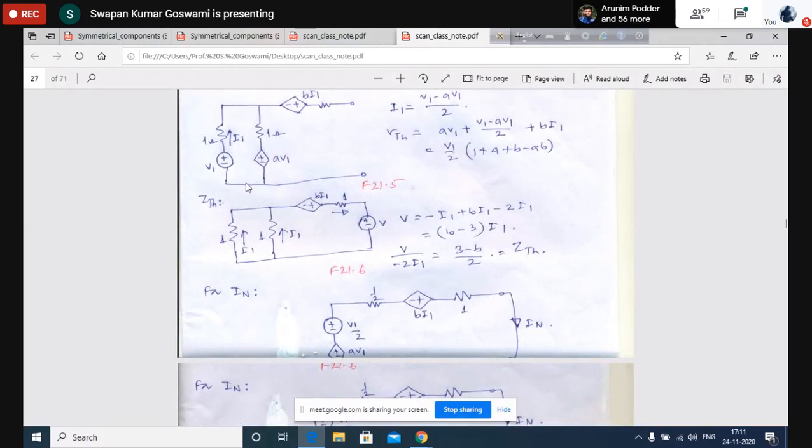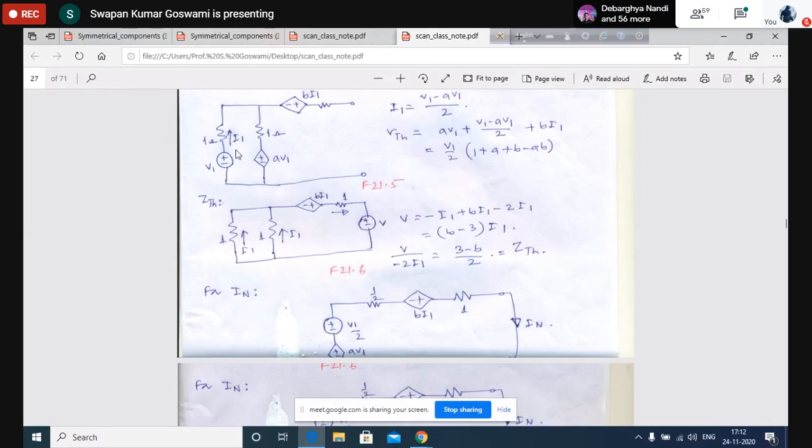You see that this is a voltage source. We can convert it into a current source. So V1 by 1 is the current source with parallel impedance 1. AV1 by 1 is the current source with parallel impedance 1. Now the resultant current source is V1 plus AV1. The resultant impedance is half. So this resultant current source, V1 plus AV1, has to be multiplied by half to convert into a voltage source.